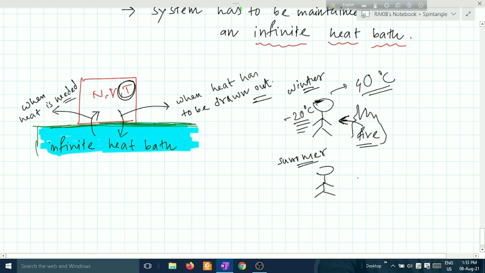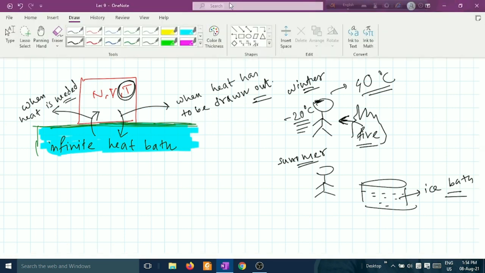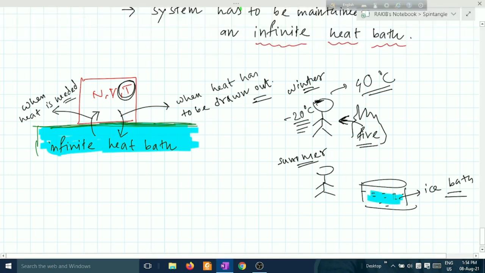In summer, we take an ice bath. Some of the people take an ice bath. I don't usually. So this is the ice bath, and this is fire. I like to draw this. Okay, this is the ice bath.